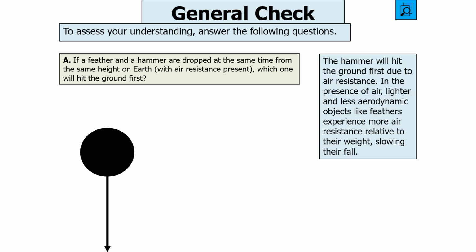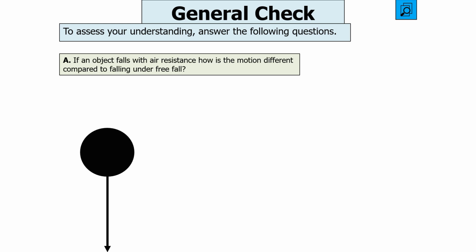The hammer will hit the ground first due to air resistance. In the presence of air, lighter and less aerodynamic objects like feathers experience more air resistance relative to their weight, slowing their fall.